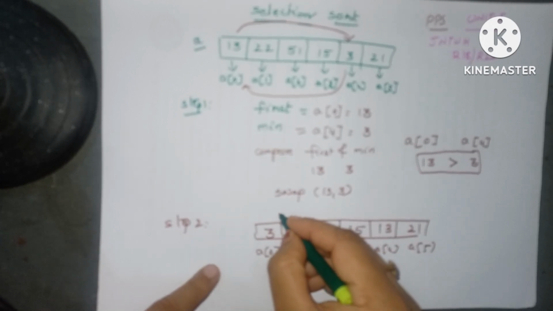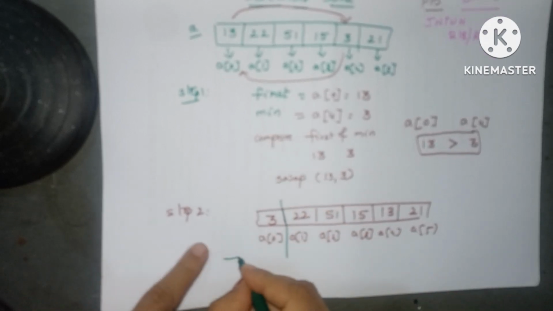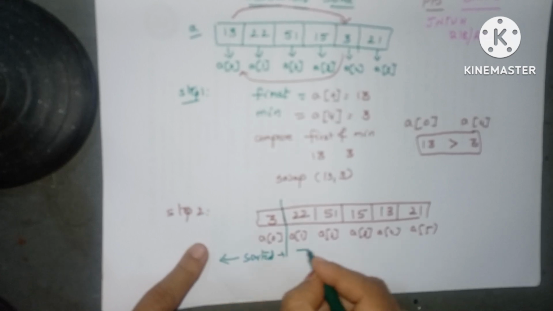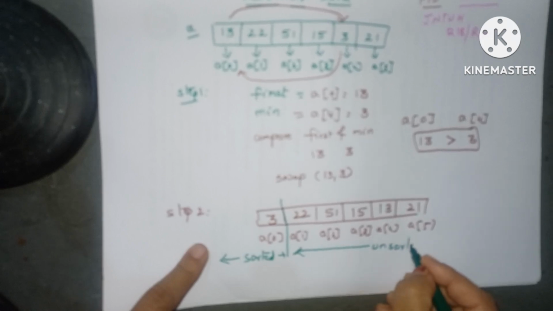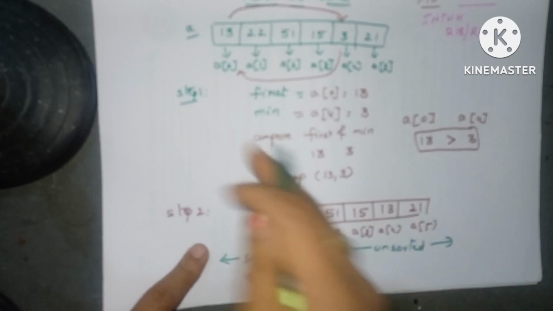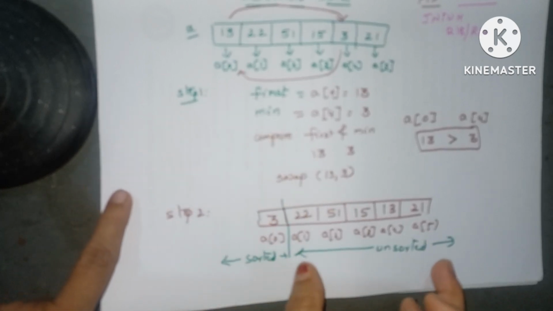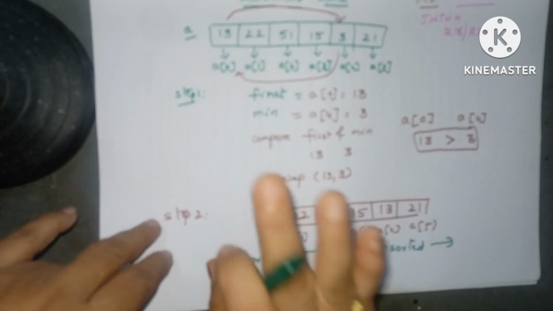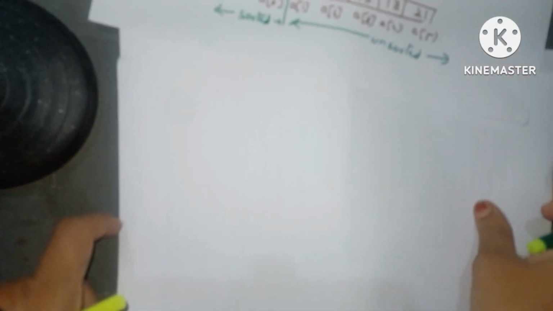Whenever we swap the element, it is divided into 2 parts. This is called the sorted part, and all these are the unsorted part. That means these elements are not in order. So when the first iteration, step 1, is completed, one element is in sorted order. Now in step 2, take only unsorted elements. Keep 3 in its proper place because that element is already in order.